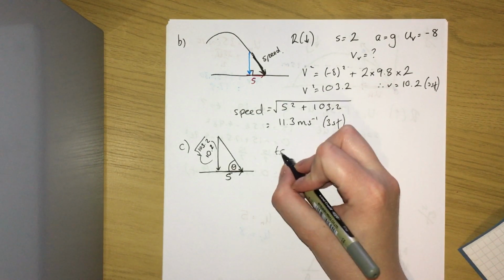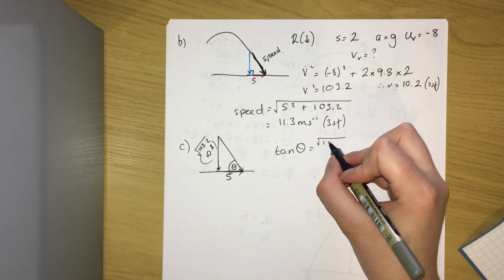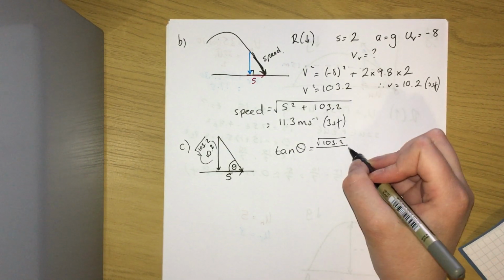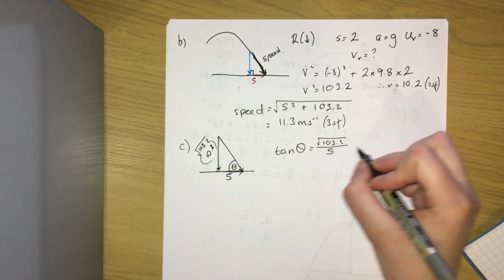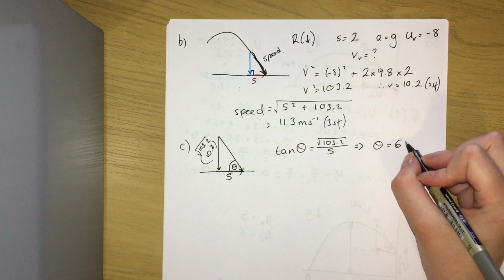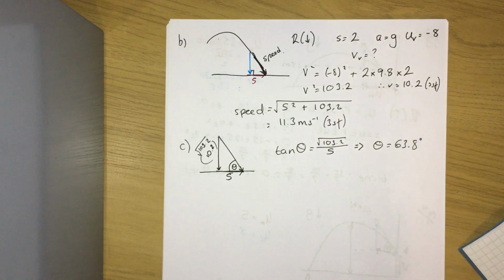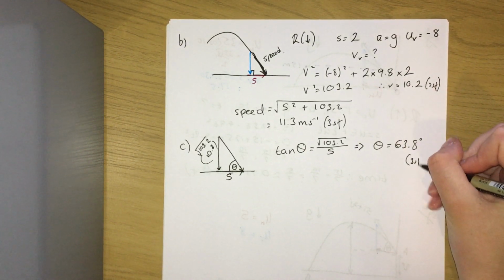So to find theta, tan theta is the opposite, so the root of 103.2, obviously got it from this, rather than using 10.2, over 5. Therefore theta is 63.8 degrees to 3 significant figures.